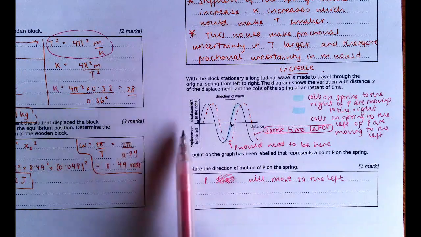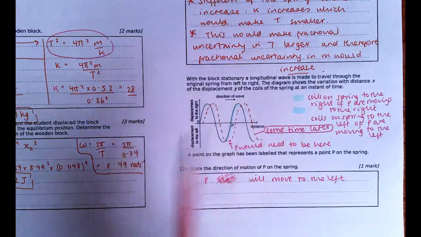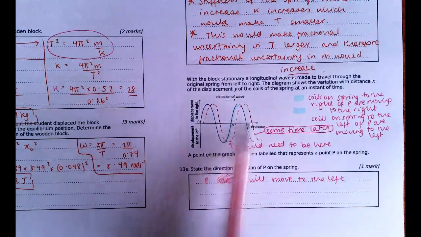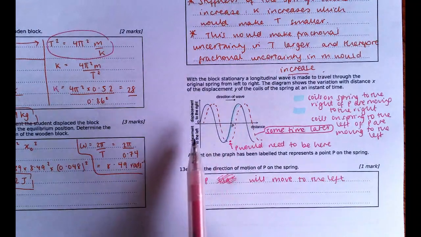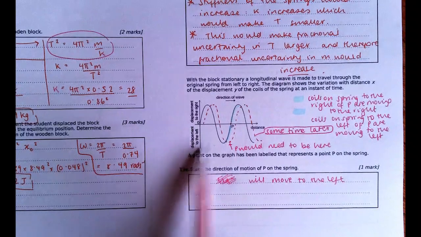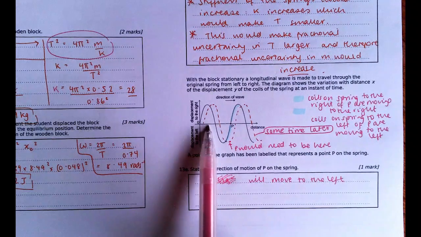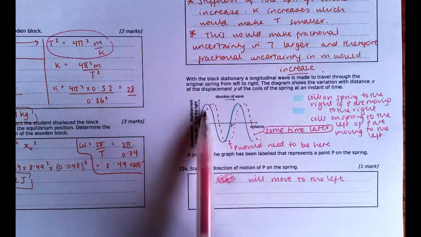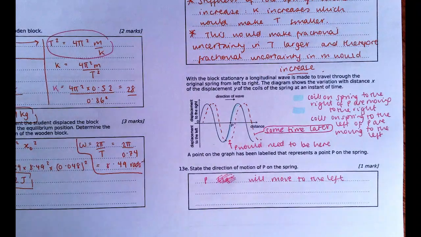So we've got a graph of distance. So imagine your spring, this is like the left hand side of your coil, this is the right hand side of your coil. This means displacement to the left, so it means a point on the coil is moving to the left if it's down here, and anything up here means the coil is moving to the right.